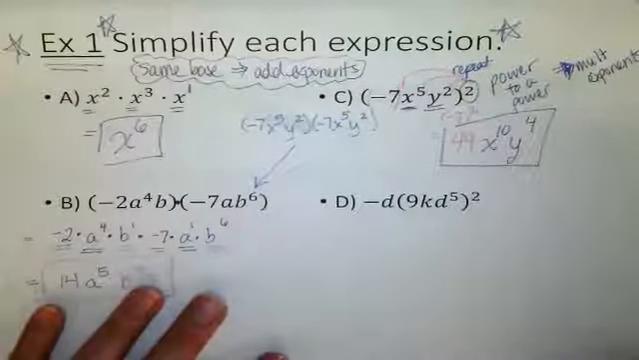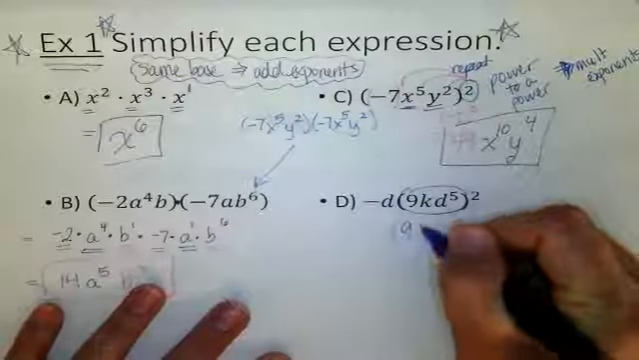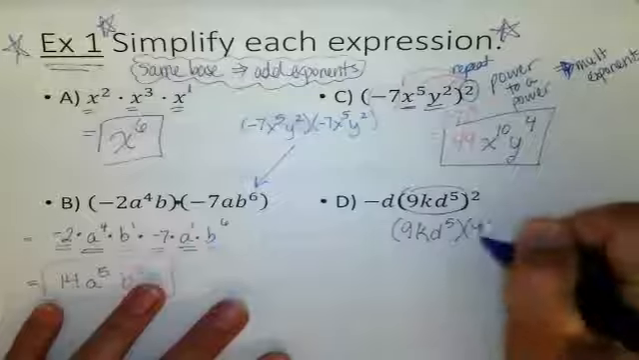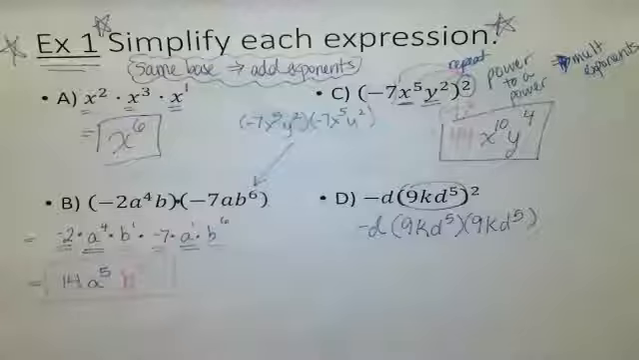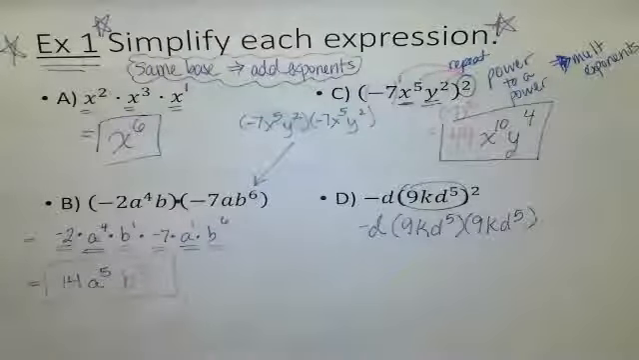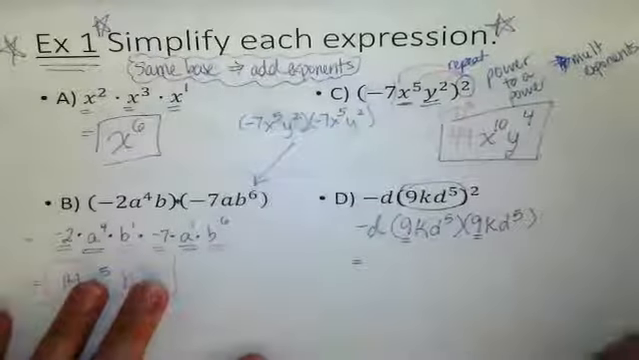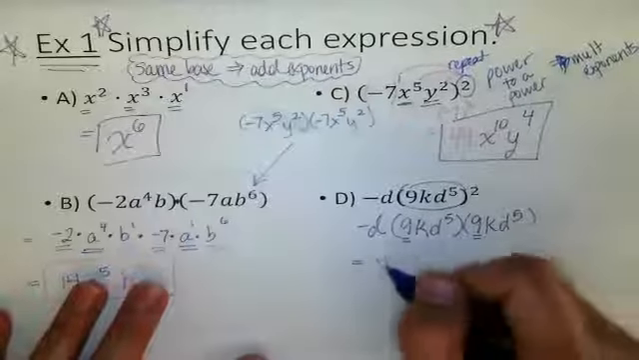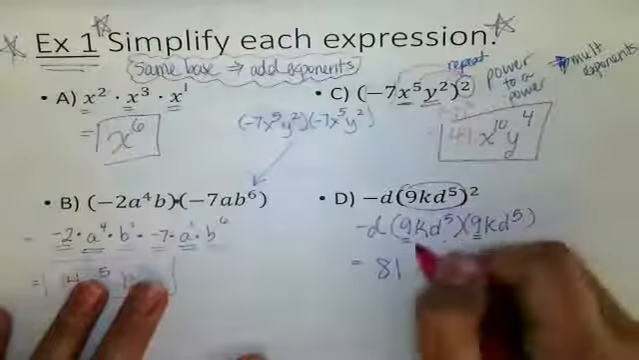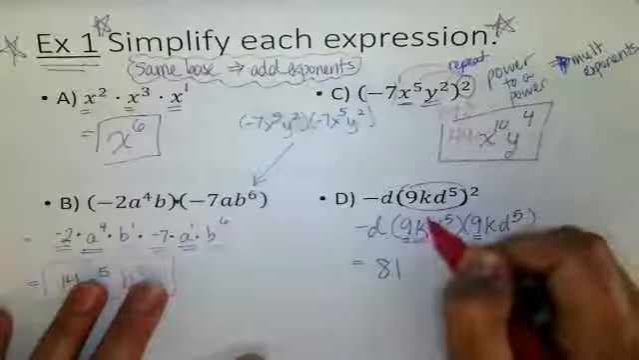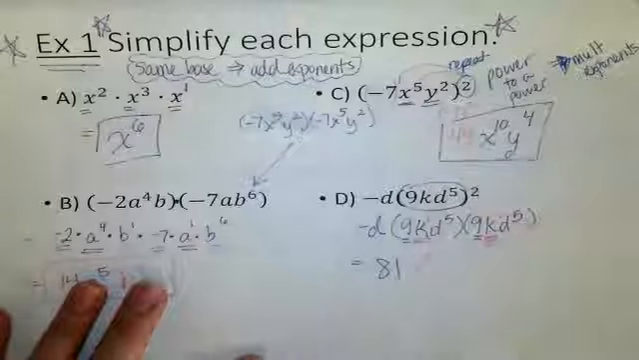And then the very last way, I am going to write this one out. What's being squared? Yeah, 9kd to the 5th. I'm going to write it out 2 times just because that's easier for me, but I just like to remember that. And then I'm just going to go ahead and multiply together. So I have 9 times 9, or 9 squared is 81. Then I have k to what power? K to the 1st times k to the 1st, which is k to the 2nd.